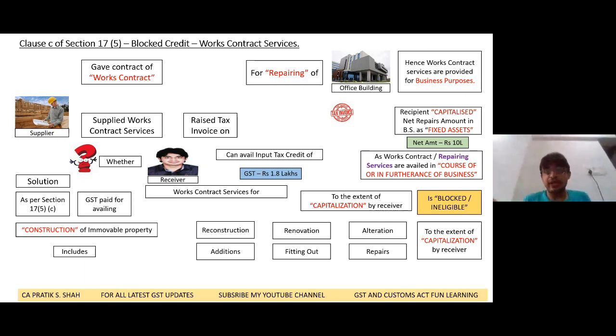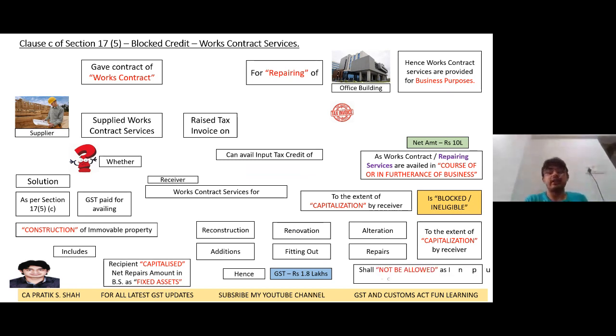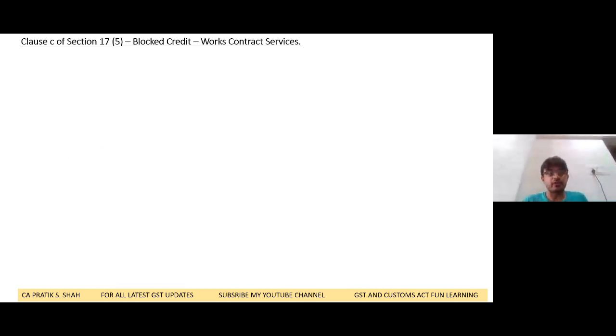To the extent of capitalization is blocked. Have I capitalized the 10 lakh or not? Yes, I have capitalized. Therefore, I cannot take the ITC of 1 lakh 80,000. I shall not be allowed ITC. So please understand the fact: construction doesn't mean only new construction. It could be repairing, addition, alteration, anything is possible. Fair enough? Okay, chalo, next point.